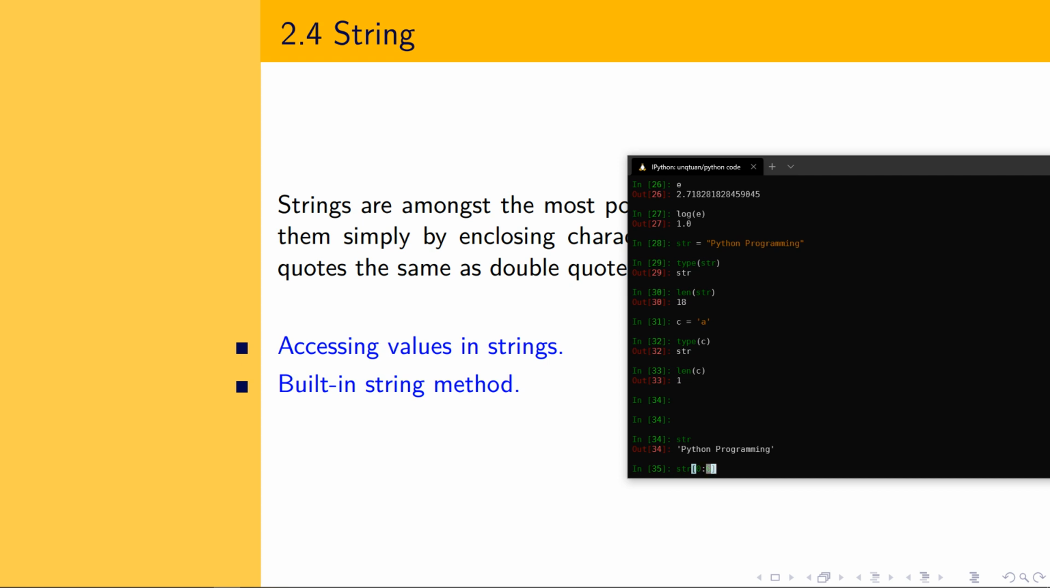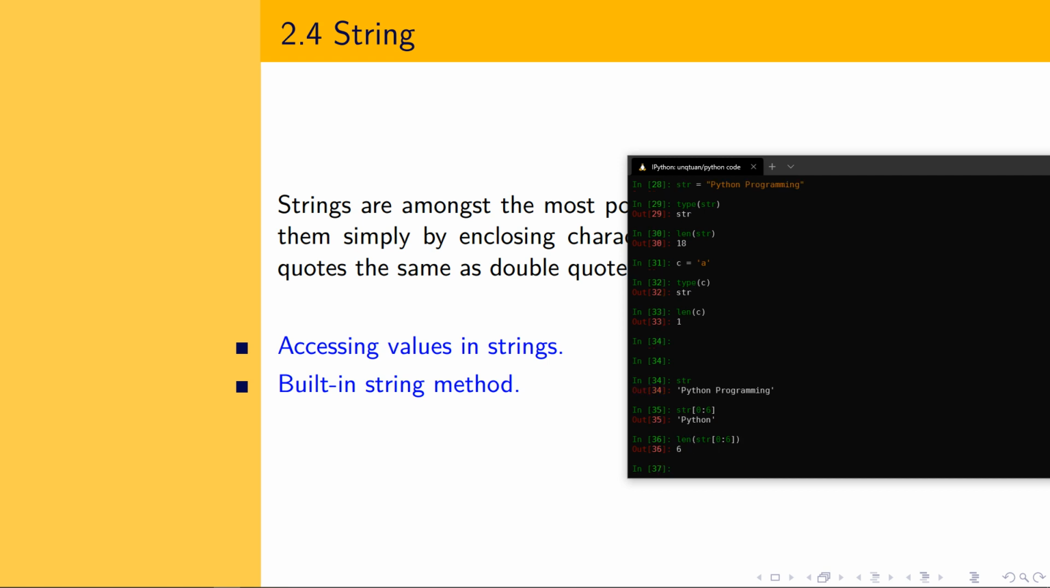Because the 6 here indicates the end, it stops before it, so it's from 0, 1, 2, 3, 4, and 5, and stops. So you can see the length of the string here is 6, right? The length is 6, but the index is from 0 to 5.